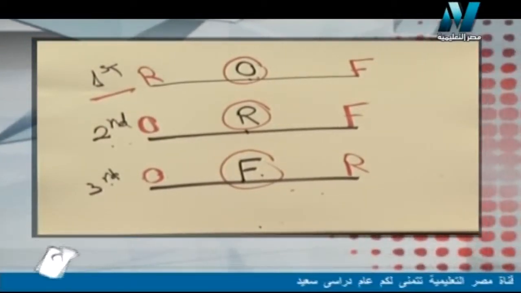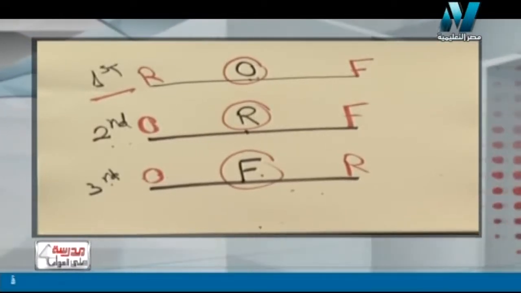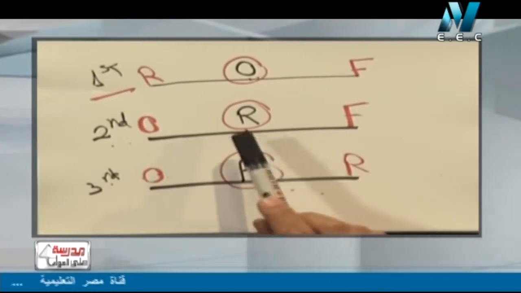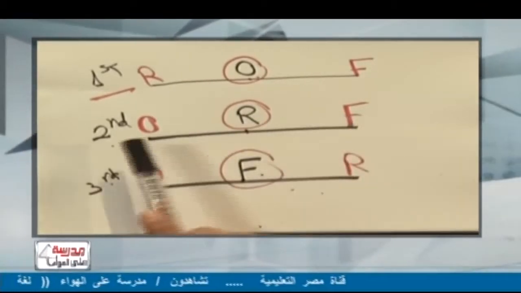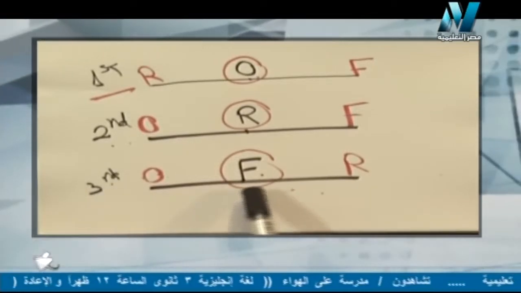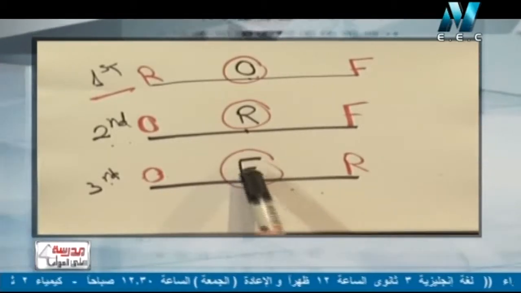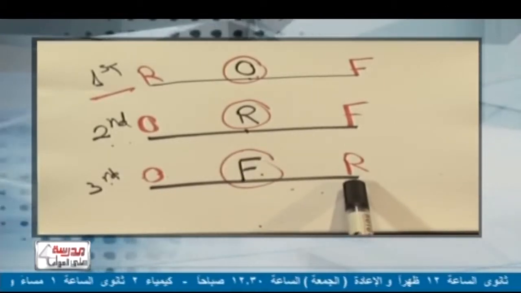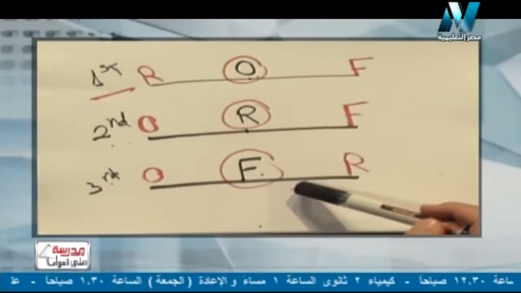So what about second class lever? I can say they are the levers that have resistance force between effort force and fulcrum. So what about third class lever? Third class lever, they are levers that have effort force between resistance force and fulcrum. So I have three types of lever, and each type of them depends on the position of the midpoint.